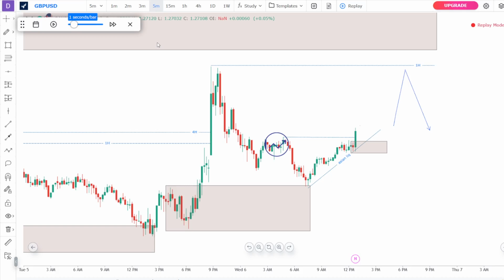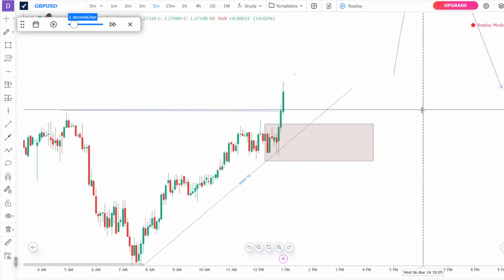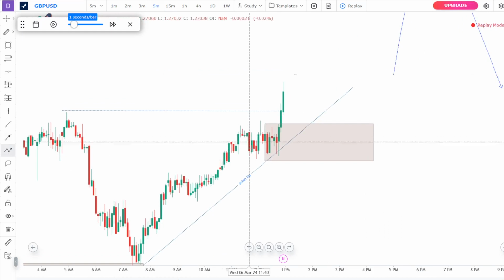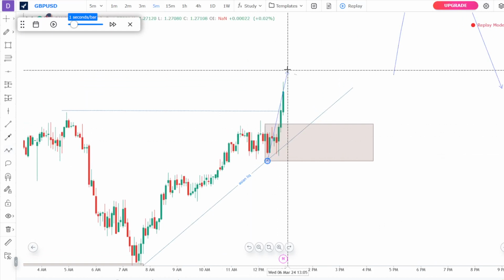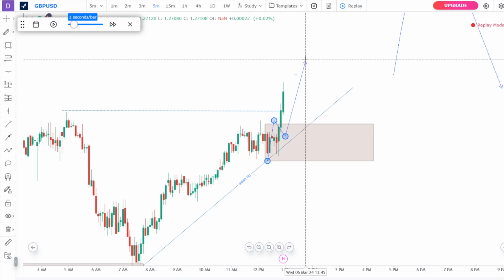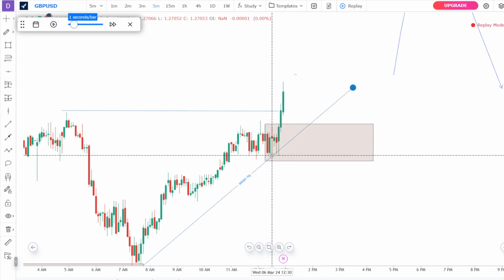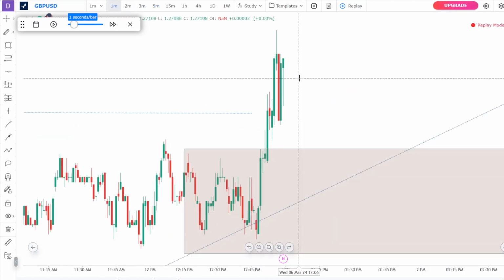So let me go to the 5 minute to see if there is some kind of inducement or not. Inducement means we are looking for something like, had the price moved up like that, or had the price moved up like that. We realize that there is nothing like this structure. The price has moved up in one single go. So we go into the 1 minute.